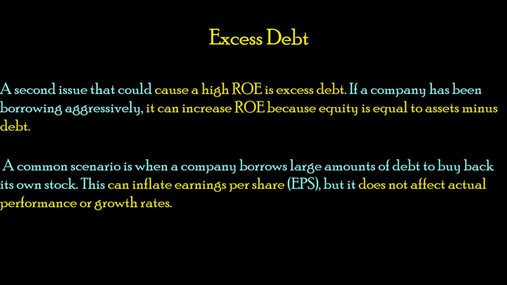Excess debt. A second issue that could cause a high ROE is excess debt. If a company has been borrowing aggressively, it can increase ROE because its equity is equal to assets minus debts. The more debt a company has, the lower equity can fall. A common scenario is when a company borrows large amounts of debt to buy back its own stock. This can inflate earnings per share, but it does not affect actual performance or growth rates.